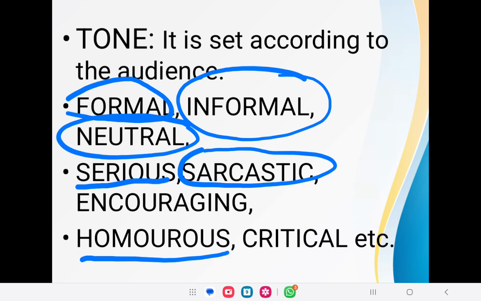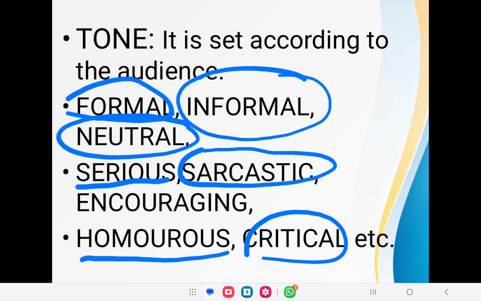Humorous means that you are cracking jokes with people, or you are just laughing with them. That you can do in the case of an article or in a speech. When you are talking to people, mostly in a speech, you can be humorous also. It can be critical also. Critical is also a kind of serious or sarcastic tone. So usually you can adopt a critical or sarcastic or humorous or serious tone while you are delivering a speech, or somewhat while you are writing an article.